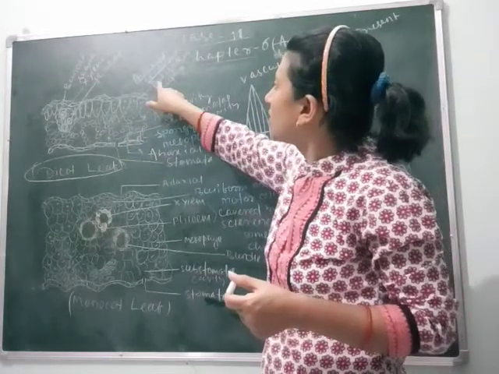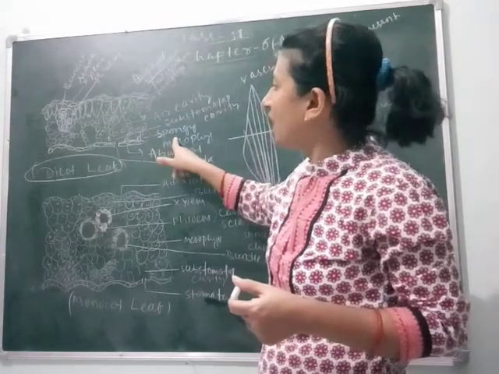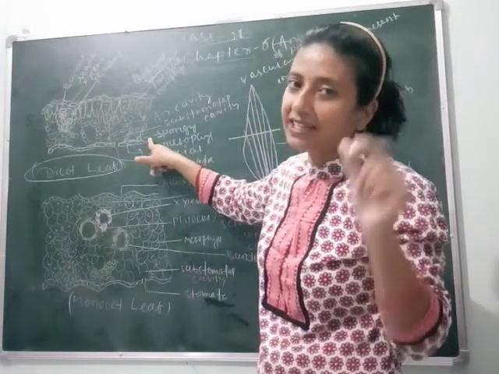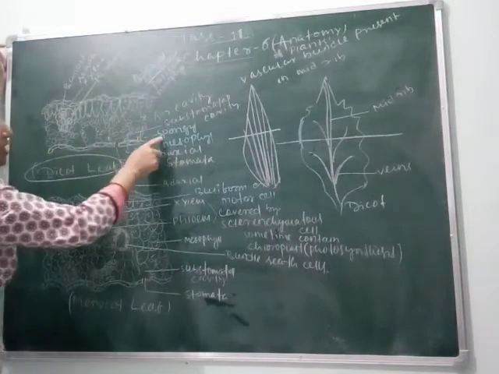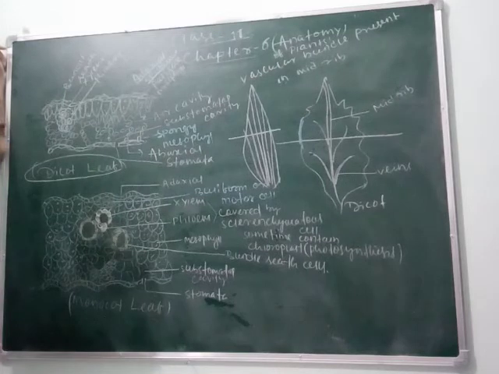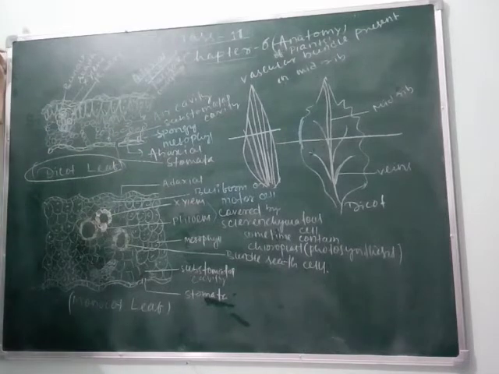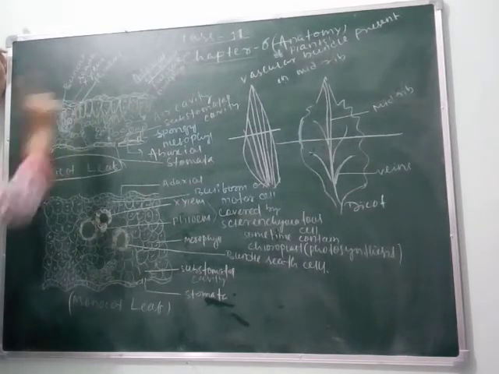So we can say this is palisade parenchyma and this is spongy parenchyma, because they are made up of thin parenchymatous cells or tissues. Next, between the spongy mesophyll cells, some air spaces are present, which are called air cavity. Clear? This is called air cavity. Next, here xylem is above.